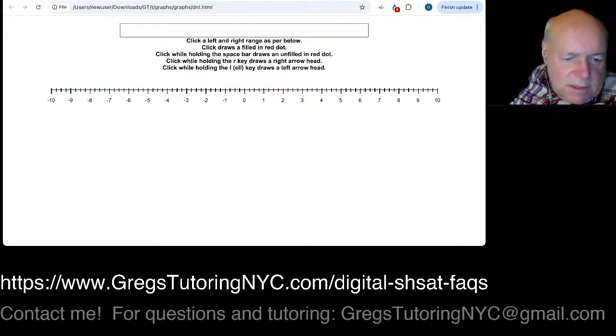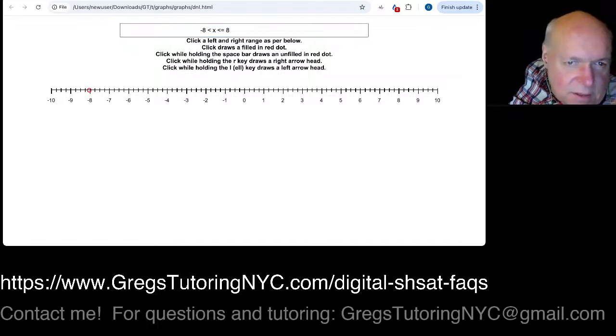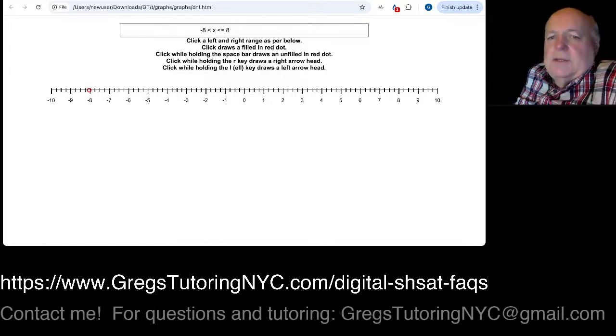We'll come back into the example. It's going to have -8 over here, but that is not included with it. It says holding the space bar does an unfilled dot. So if I do that, look, I get an unfilled dot. On the other side, it does include 8, so I'm going to go over to 8 and click that, and we should get the blue bar going between the two of those. So we do. This is going to be one of the differences.